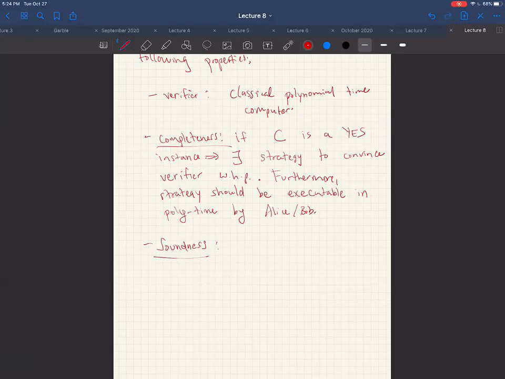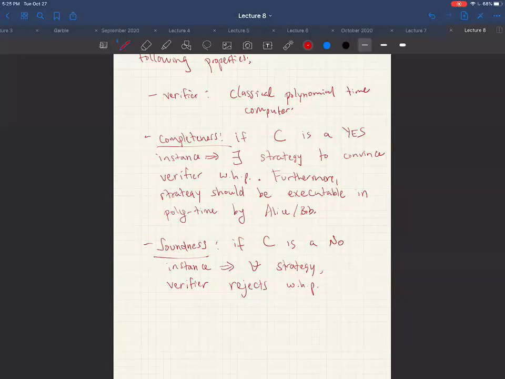And then on the flip side, we want a soundness guarantee, which is that if C is a no instance, then no matter what strategy Alice and Bob come up with, the verifier rejects with high probability. And here we can even say, this should still be the case even if Alice and Bob are allowed to do things that are very, very complicated. There's no limit on their power. This only strengthens our guarantee. No matter how powerful Alice and Bob are, they cannot convince us of a yes instance.